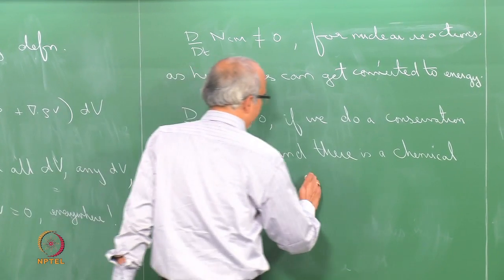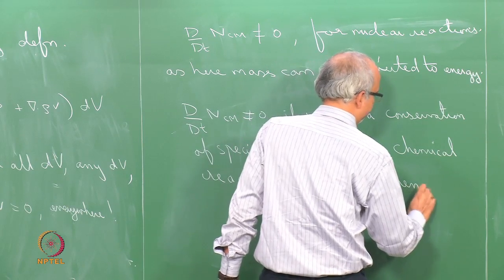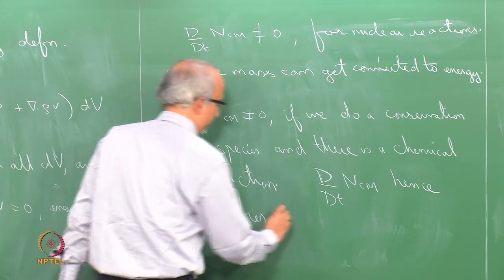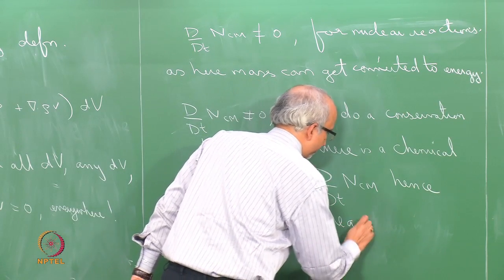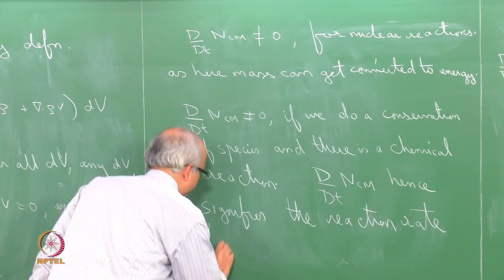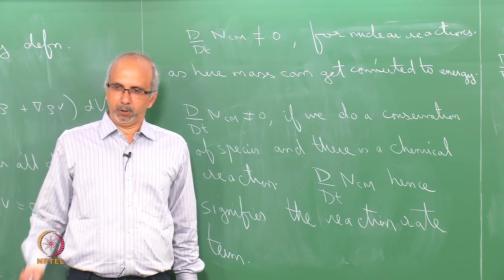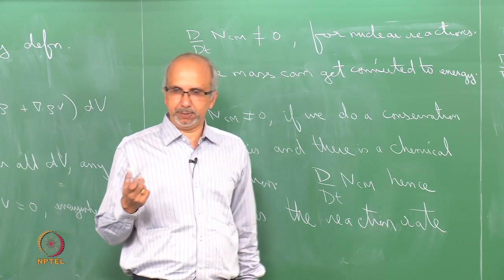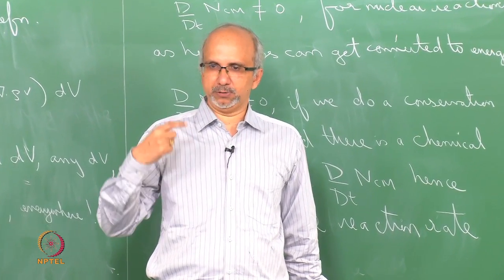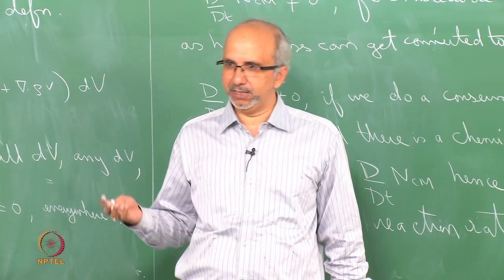So this d/dt of M_CM hence signifies the reaction rate term. Because I think there is normally some kind of confusion which people have when they are doing these mass balance equations, because we sometimes say that the time derivative is a reaction term, sometimes we say a time derivative is an accumulation term.